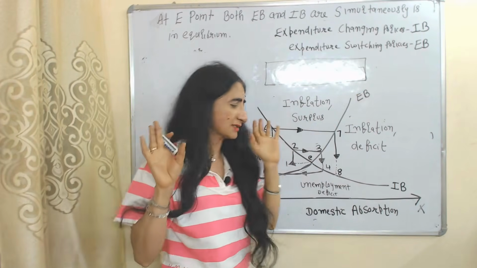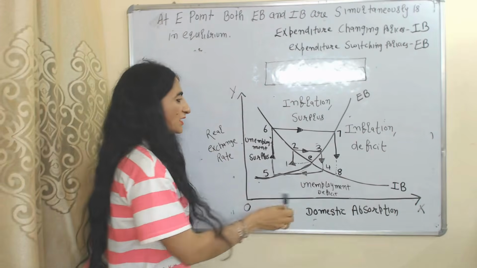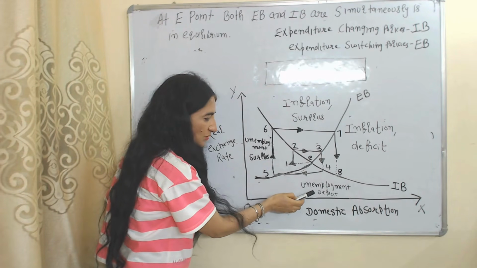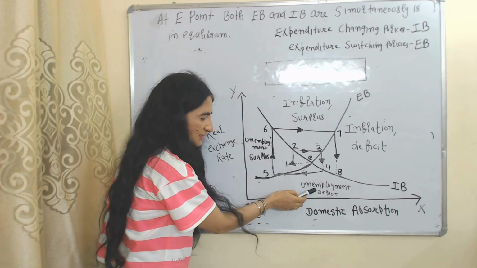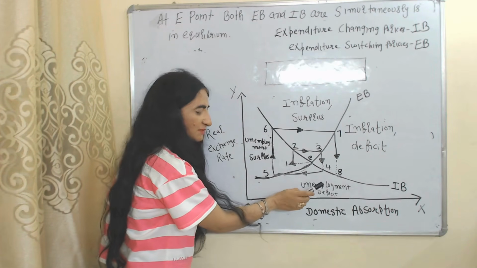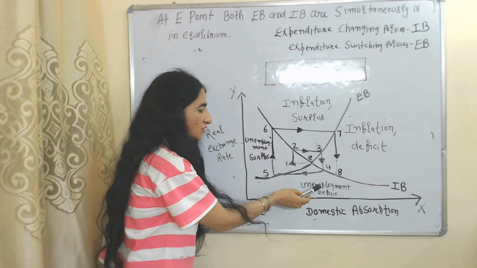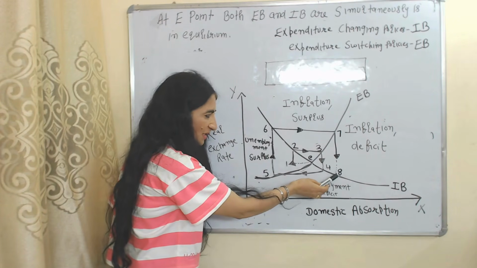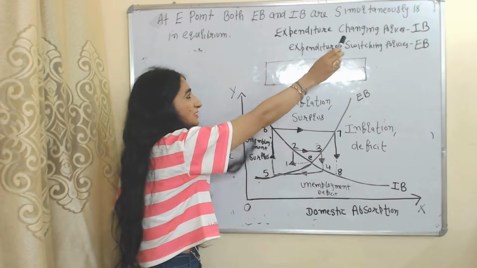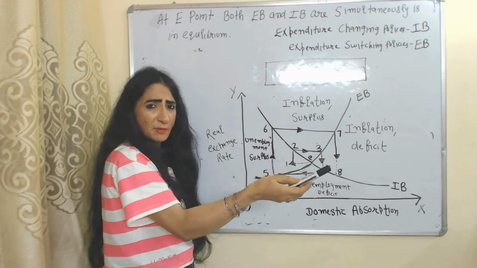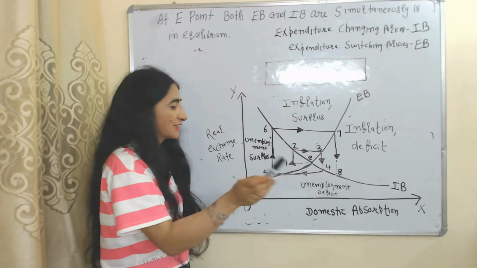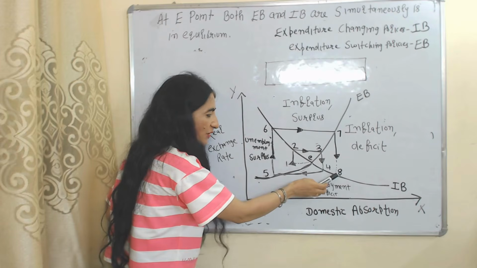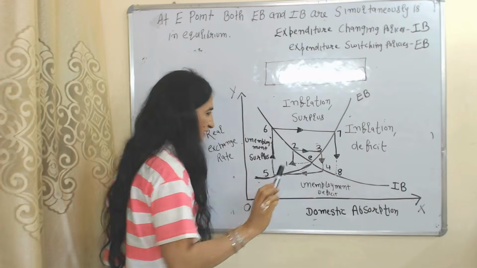Now we will reverse. Initially assume economy before this 8 point. Before this 8 point, you can see unemployment in domestic economy and deficit in balance of payment. In order to achieve this 8 point where country have internal equilibrium, a country will adopt expenditure changing policies like fiscal policy, or we can say the government spending.